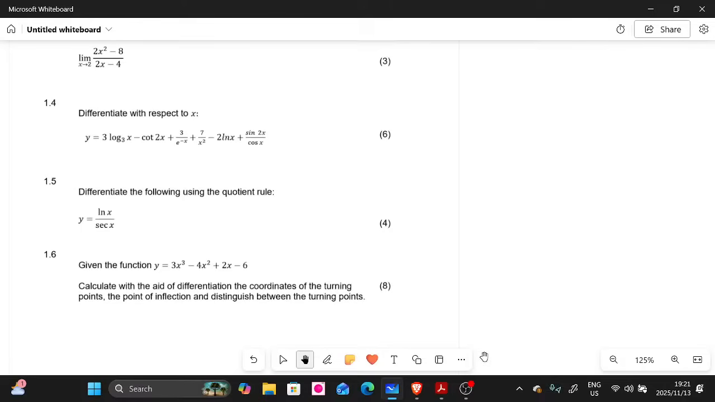All right, people. Sorry about that. We have to do 1.5 there, people. 1.5. Now 1.5 is the question. This is what they want us to do. They say differentiate the following using quotient rule.